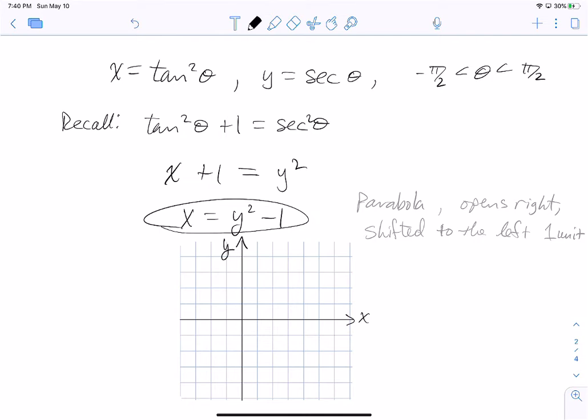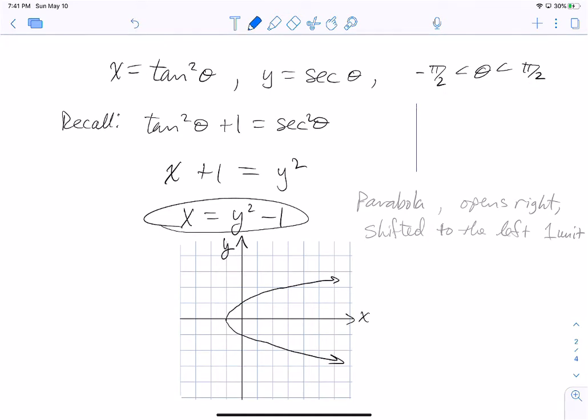Now for the graph. If this is a parabola that opens to the right and is shifted 1 unit to the left on the x-axis there, then that should be my parabola, right? However, we have this restriction that theta goes from negative pi over 2 to pi over 2.